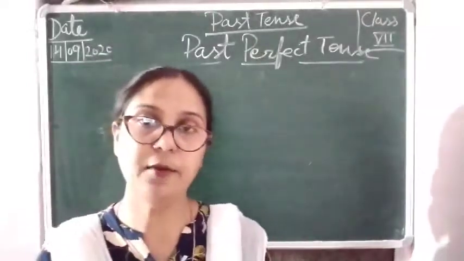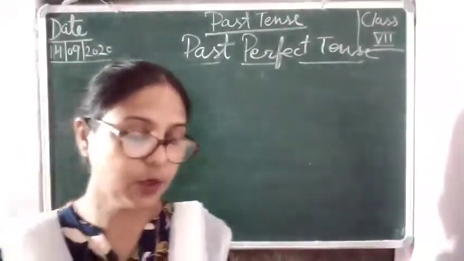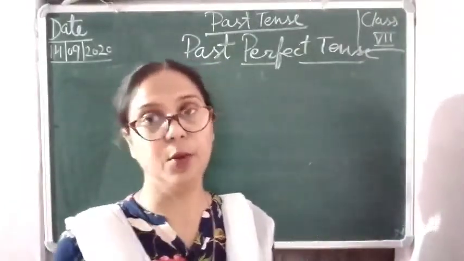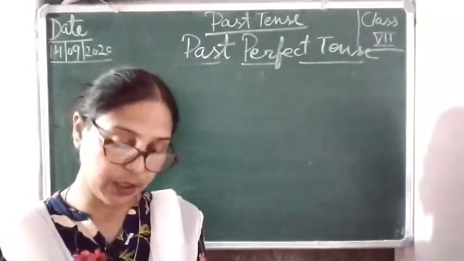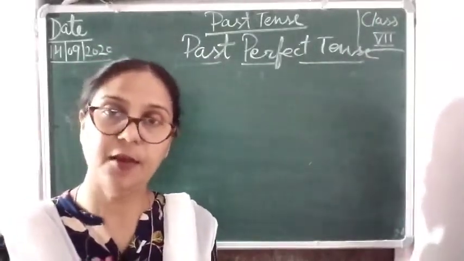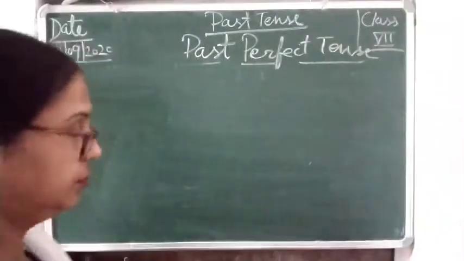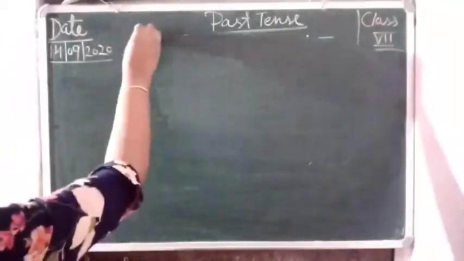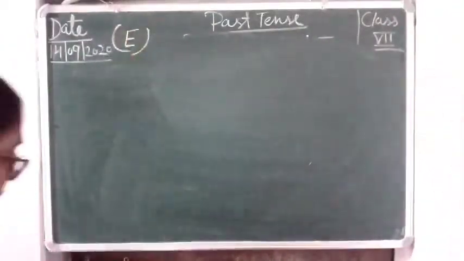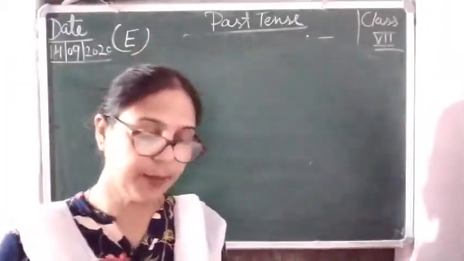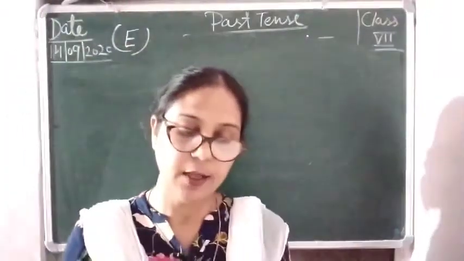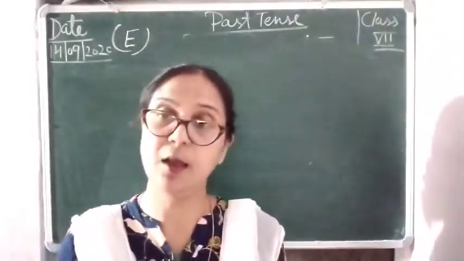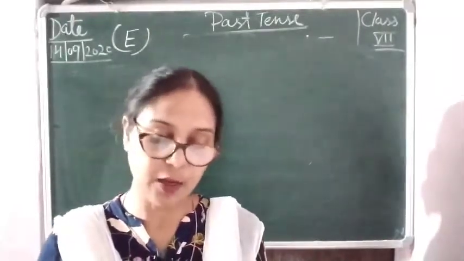Now we are going to solve exercise number E, which you can find on page number 105 in your Mastering Grammar book. So take out or turn over to page 105, Mastering Grammar book. Exercise number E: fill in the blanks with the simple past tense or the present perfect tense forms of the verb given in the brackets. So now we are going to start.